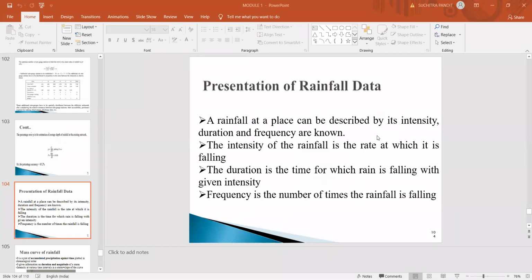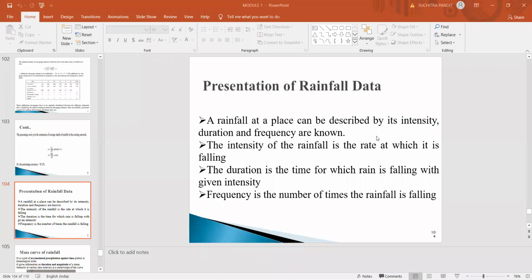So now presentation of rainfall. So how we can present the rainfall data. So for various purposes, whether it may be design purposes or the planning stage, we require this rainfall data. So how we can present this data. So rainfall at a place can be described by its intensity and duration and also frequency, how often it occurs.